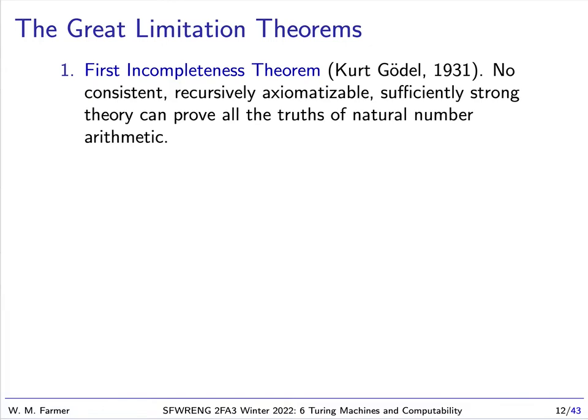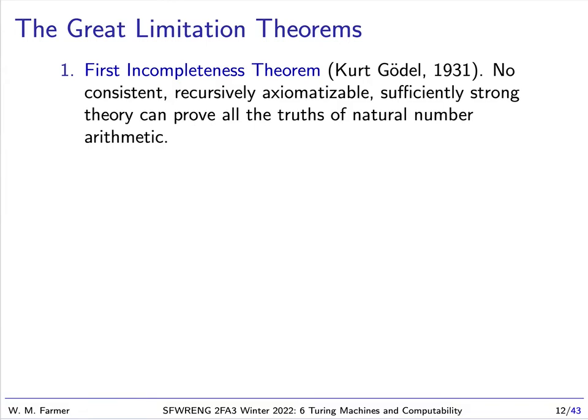Let me explain what these different components mean. If we have a theory, it is consistent if it's basically free of contradiction. You can't prove a false statement from it. It's recursively axiomatizable if there's an algorithm that will tell us whether a given formula is an axiom or not. And it's sufficiently strong if the theory is strong enough to talk about natural numbers and lists and things of that kind.